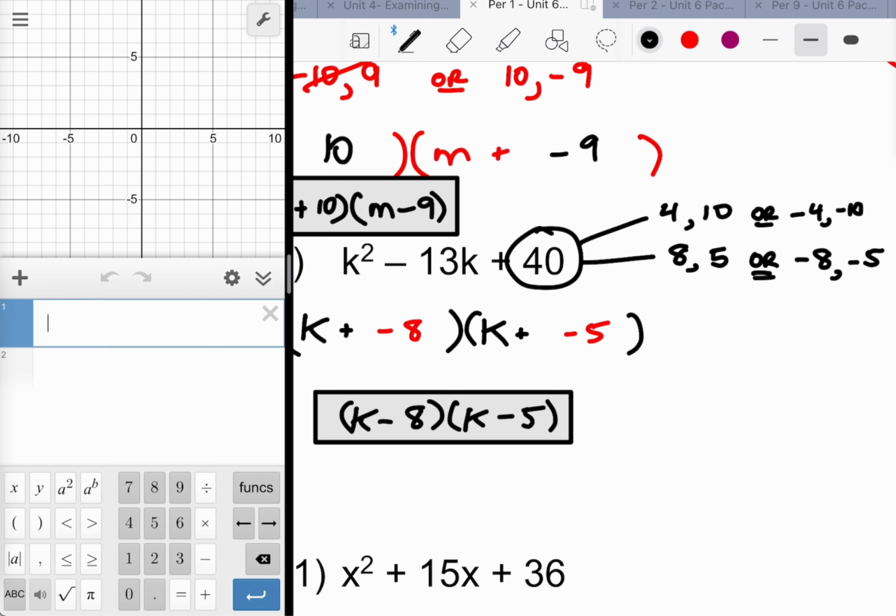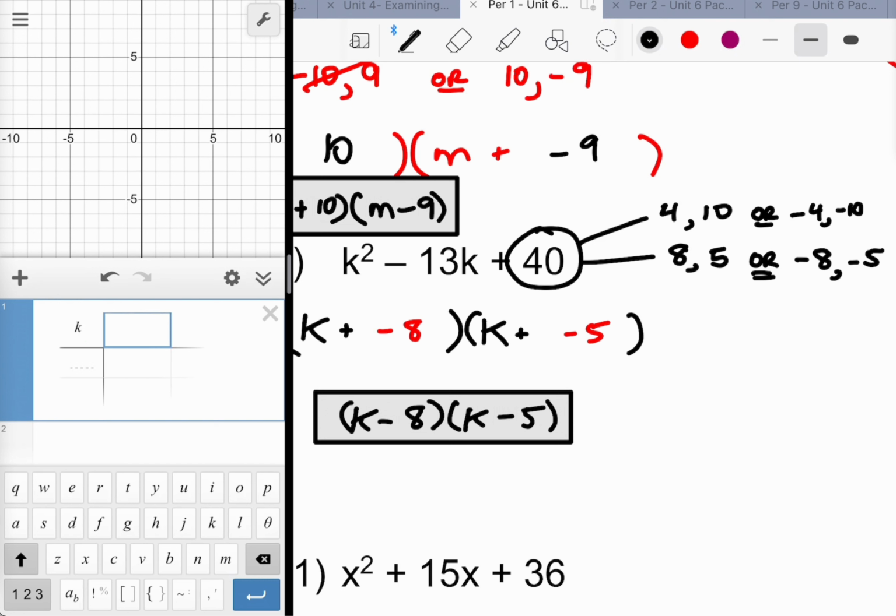In Desmos it's actually pretty easy, but you could do it using the TI calculator also, just not quite as user-friendly. So if you're doing it on Desmos, hit that little plus sign, create a table. You've got your x1, y1. Maybe you don't like that. You could use k, just like this problem has k.